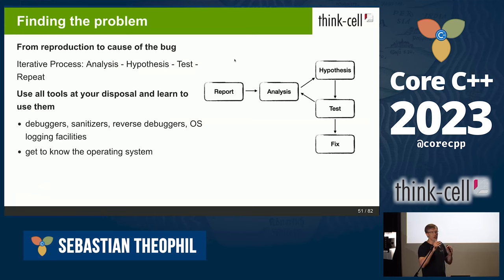OK, so now we've practically seen an overview of the debugging process, how we proceed, getting more bug reports, getting better reproductions, nailing down with all the tools we have on what the problem might be. And there are different tools: debuggers, sanitizers, reverse debuggers, loggers. We have to know the operating system. But there's one technique that is super crucial to debugging. And if you don't have that, and if you don't train that, then your debugging endeavor will fail.